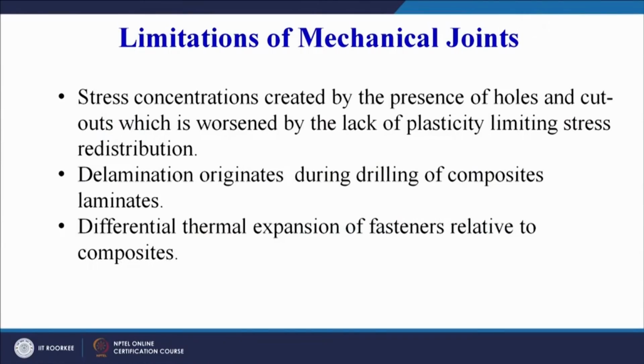Differential thermal expansion of fasteners relative to the composite also poses problems, because most of the fasteners will be made up of metals and our composites have in the bulk a polymer or a plastic and the fibers. So we have a combination of materials, or a multi-material concept, in our joint: a metal, a polymer and a fiber, and therefore the coefficient of thermal expansion becomes important. So this is one limitation.